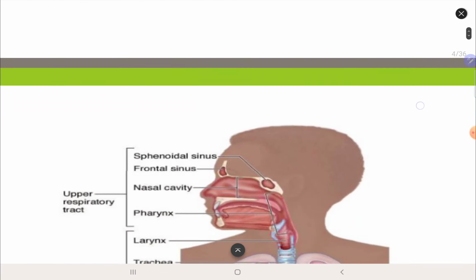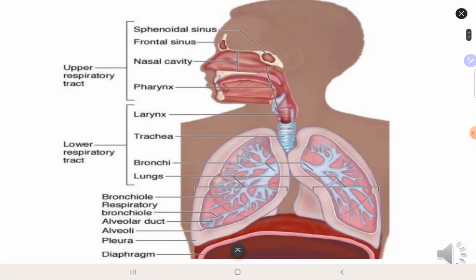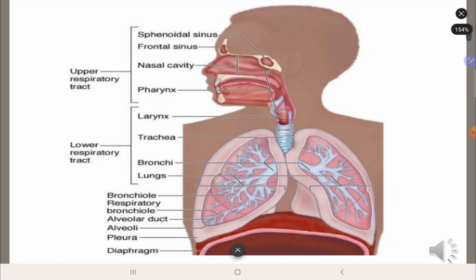If we look at this diagram, we have both the anatomical and the histological classification of the respiratory system. Regarding anatomical classification, we have two parts, the upper respiratory tract and the lower respiratory tract. That's how we divide the respiratory system anatomically. The upper respiratory tract starts from the nasal cavity and the related frontal and sphenoidal sinuses, and the pharynx, till the larynx.